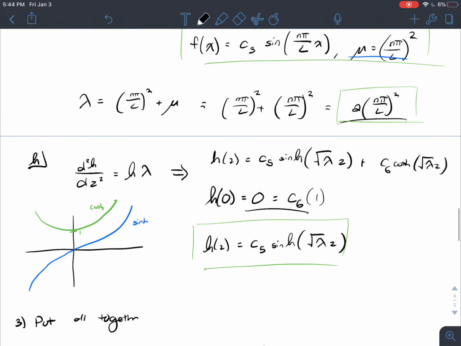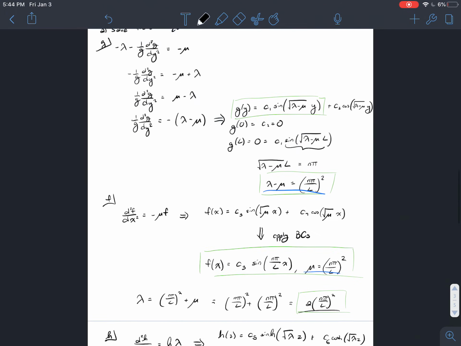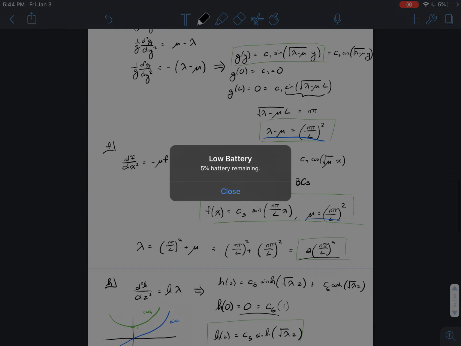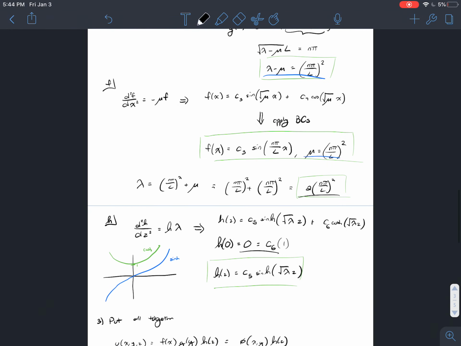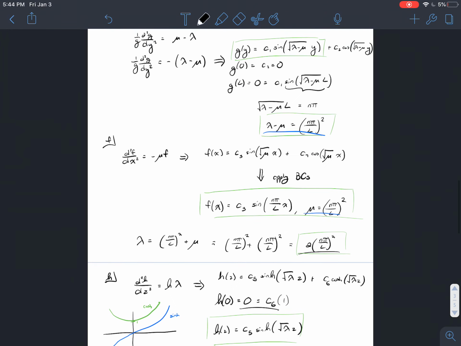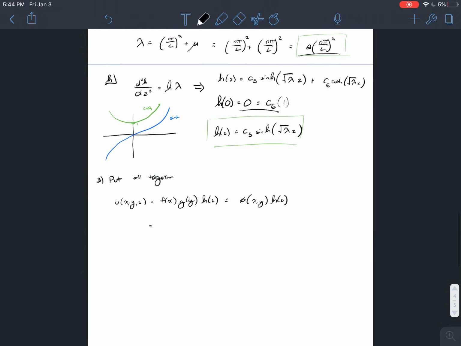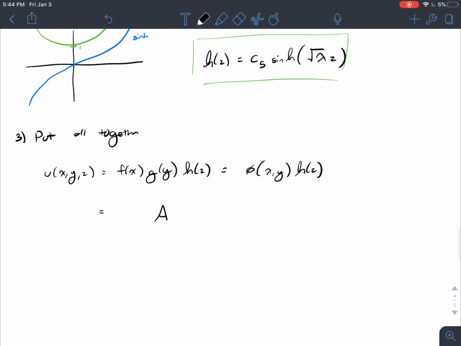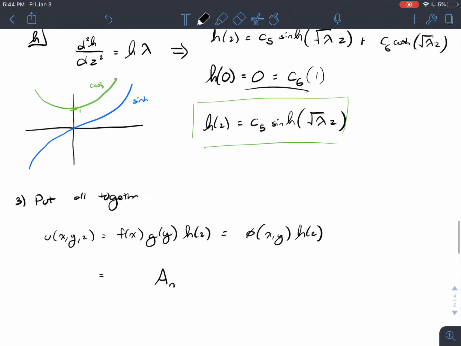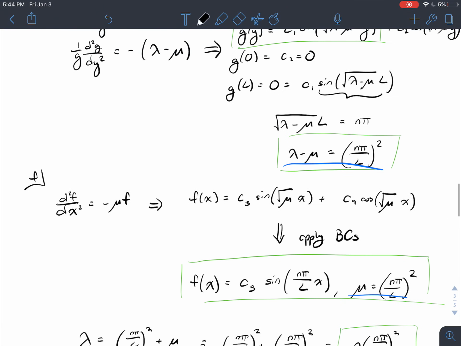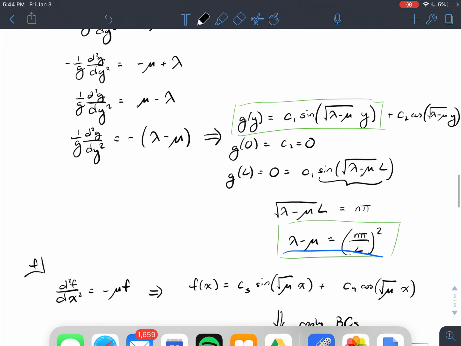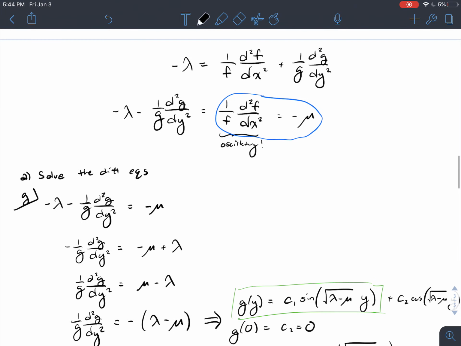I'm going to put the product of C3, C5, and C1 all together as one big constant. I'm going to call that big constant A of n. And then I'm going to pretty much just multiply everything together.